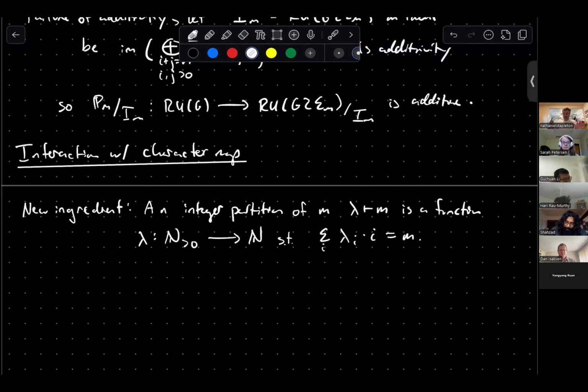So that says lambda sub I, which is the value of lambda on I, is counting the number of times I occurs in the integer partition of m. So normally you think about an integer partition as just a bunch of numbers that add up to the thing. But what this way of encoding the integer partition is doing is telling us how many times I occurs. Lambda sub I is how many times I occurs in the sum. Does that make sense?